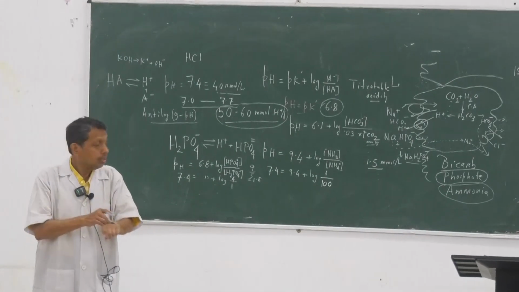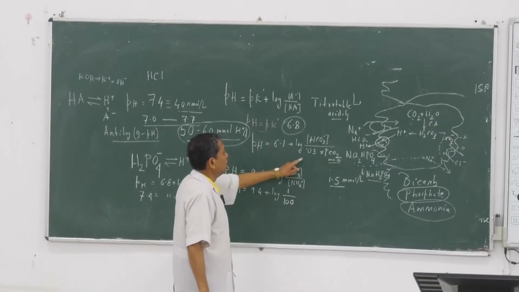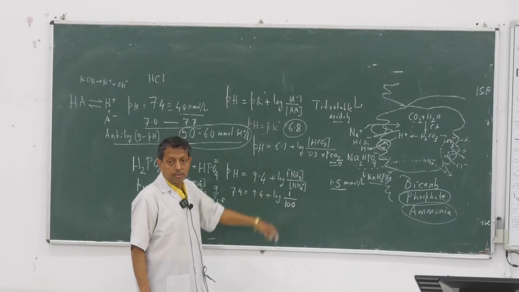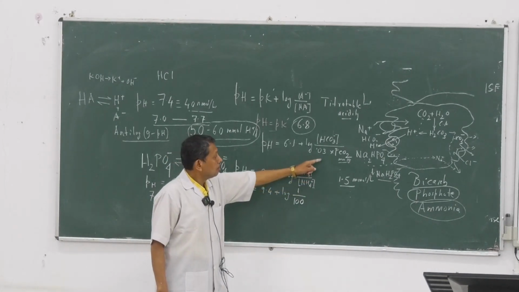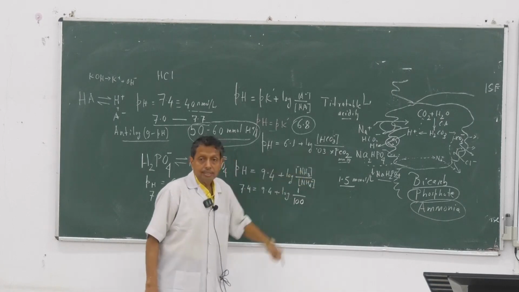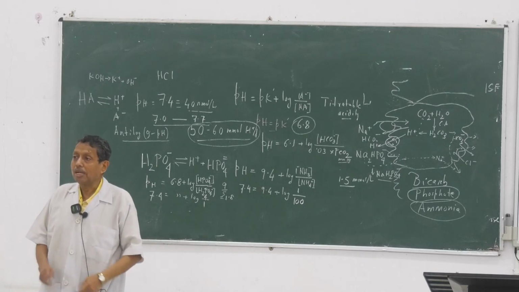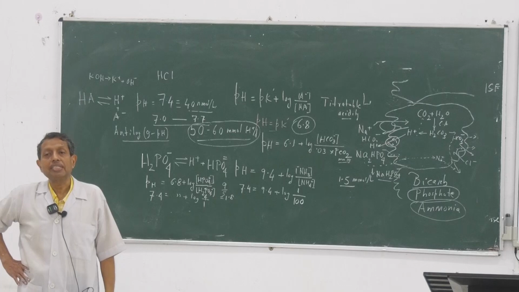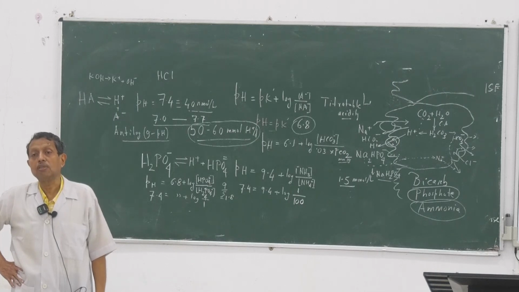Suppose whenever there is acidosis, from this formula you can have this concept, respiratory acidosis. Whenever there is increase in the PCO2 and bicarbonate remains constant, then it is called the uncompensated respiratory acidosis.